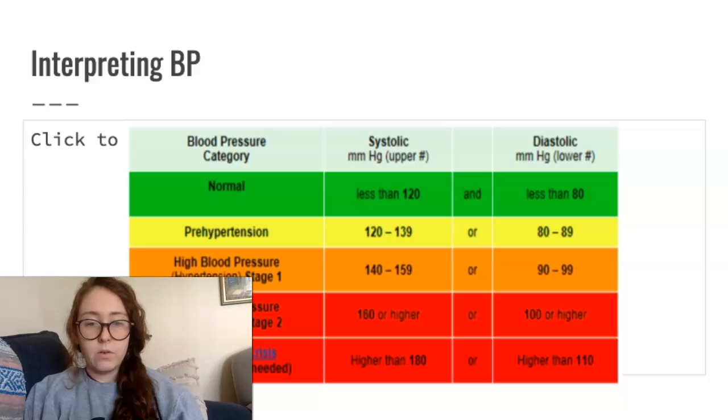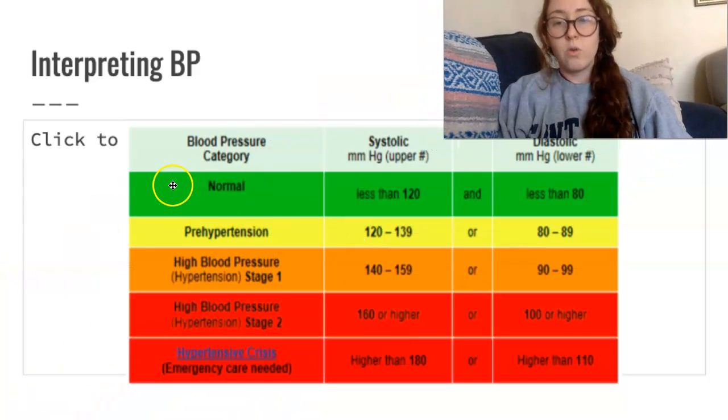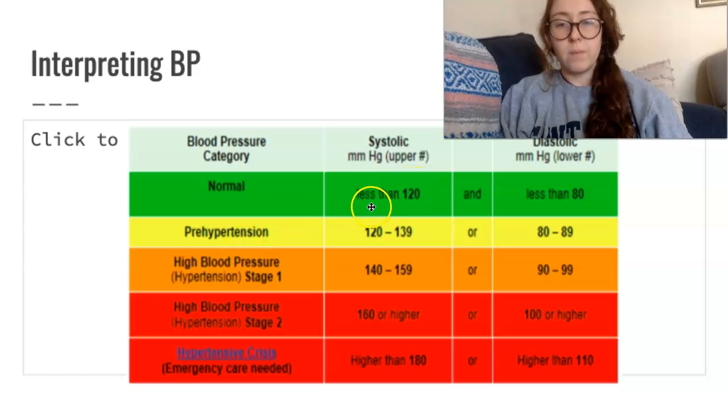Here are the values that you would use to interpret those blood pressure readings. Normal blood pressure would be somewhere about 120 over 80. It should be that or lower. You are considered to have pre-hypertension if your systolic value is between 120 and 139 millimeters of mercury, or if your diastolic value is between 80 and 89 millimeters of mercury.